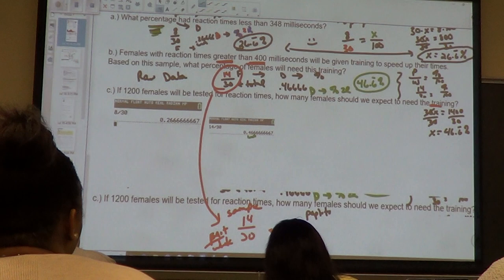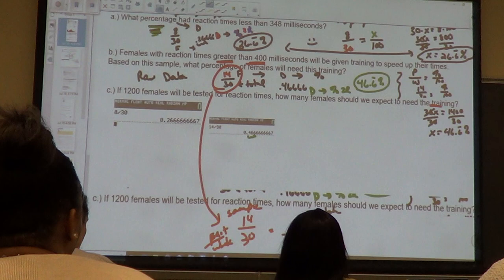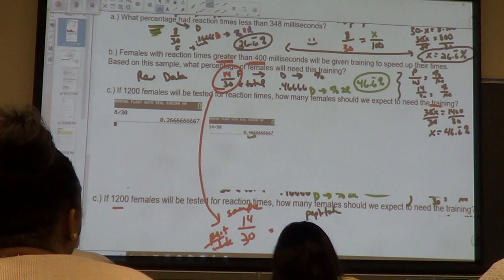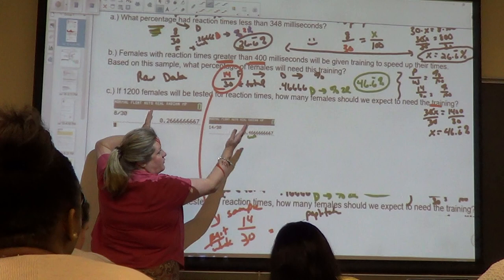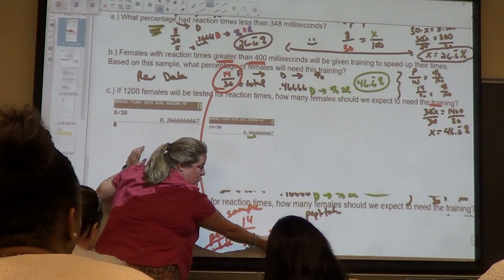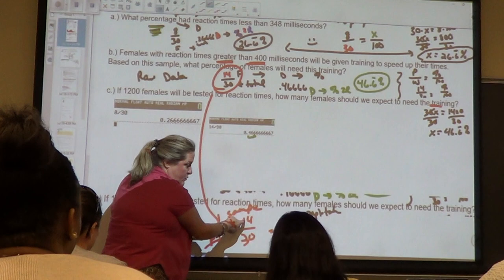So if 14 out of 30 is our sample, what is our population? What's the total? 1,200. And what do we want to know out of that 1,200? The part. So this is saying we asked 30 people and 14 scored 400 or higher. We want to know if we tested 1,200 people, how many are going to make that score? We tested 30, 14 made it. If we test 1,200, how many are going to make it?